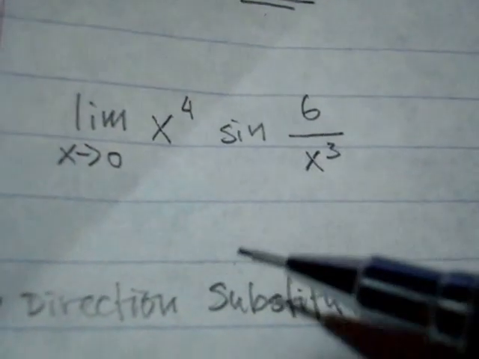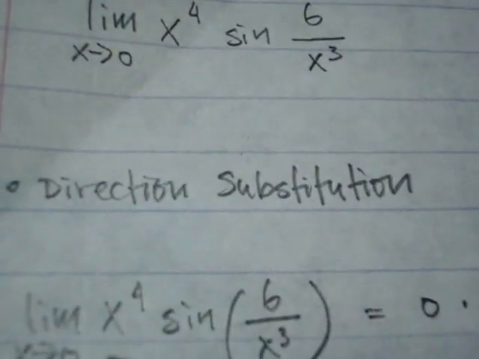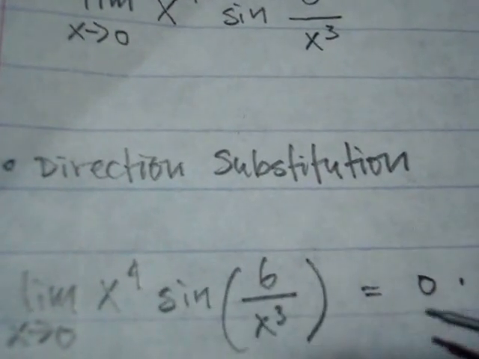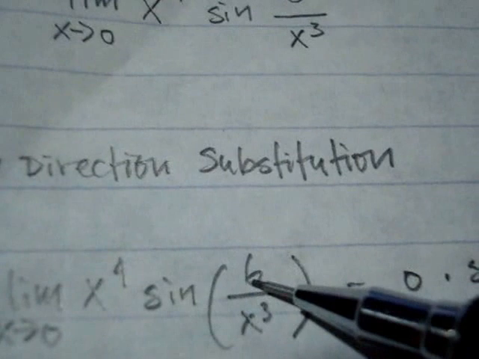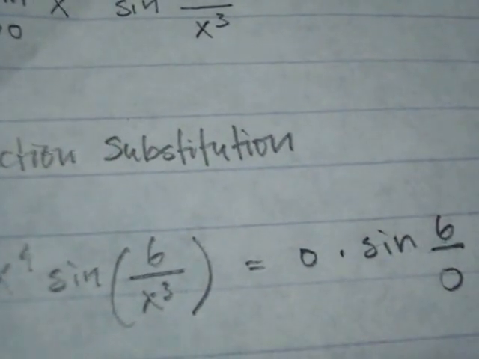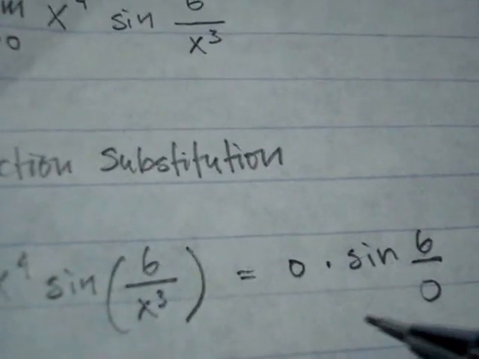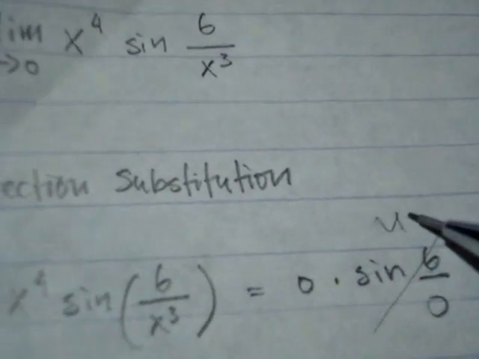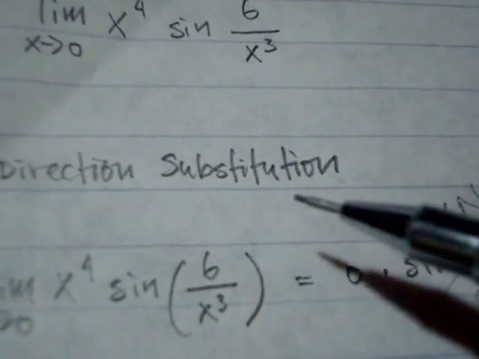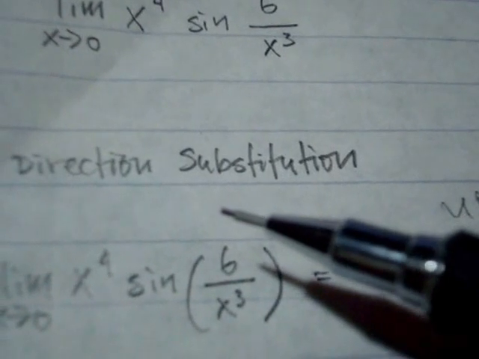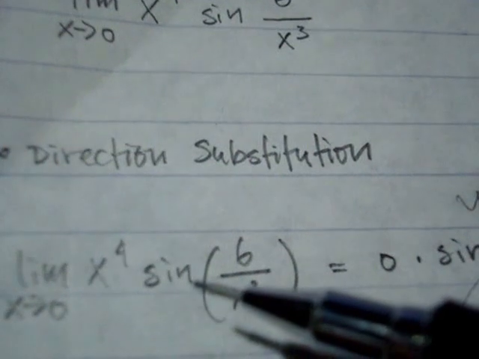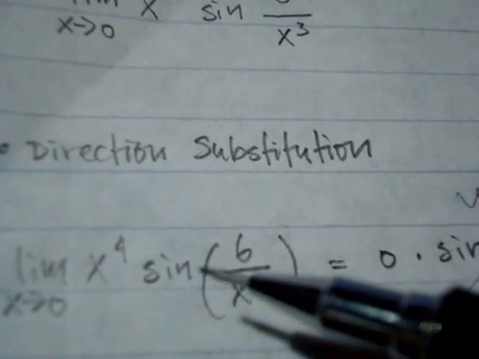So in this particular case, you take the limit as x approaches 0 for x to the fourth, which is 0, and then 6 divided by 0. Notice that 6 divided by 0 is undefined. Anytime you have an undefined times 0, it just doesn't make sense. So the direct substitution for this particular case doesn't work, and you need to use another process to solve this problem.